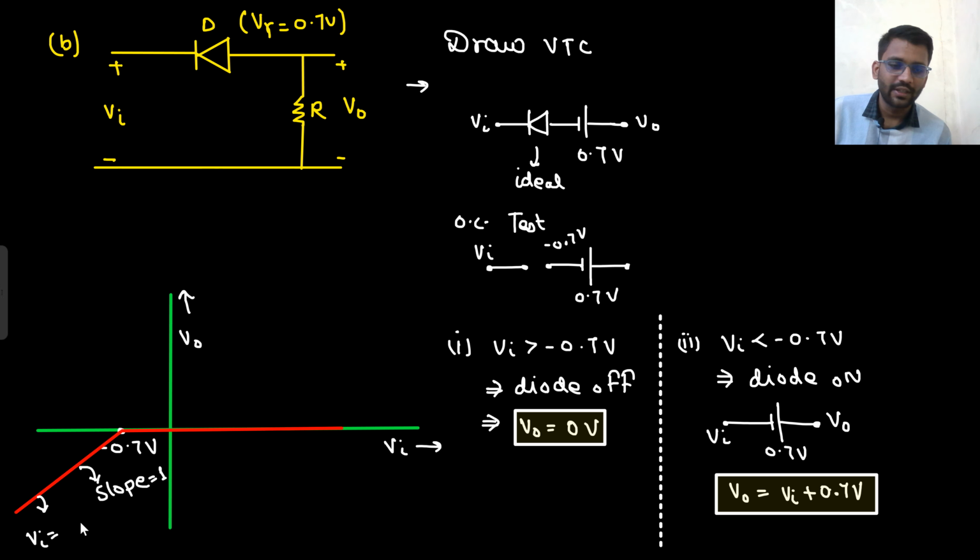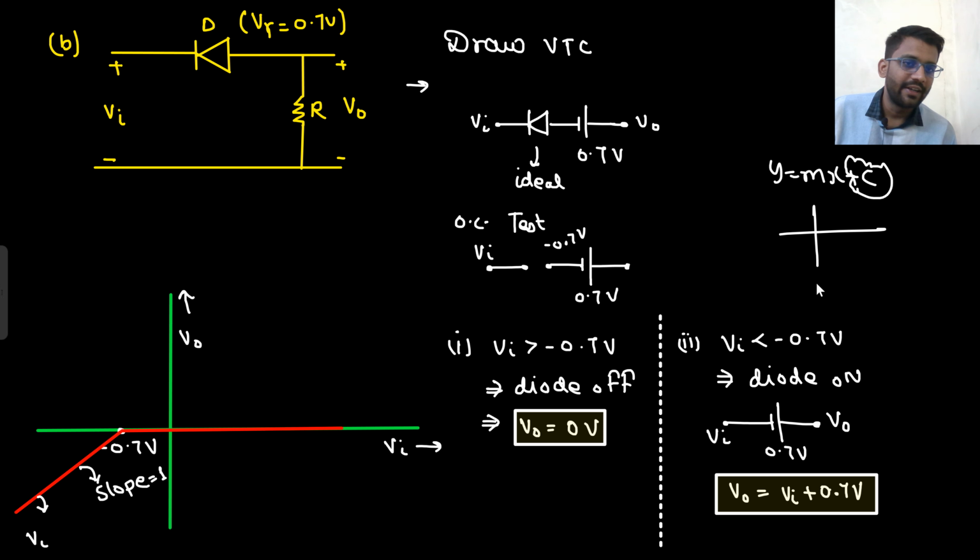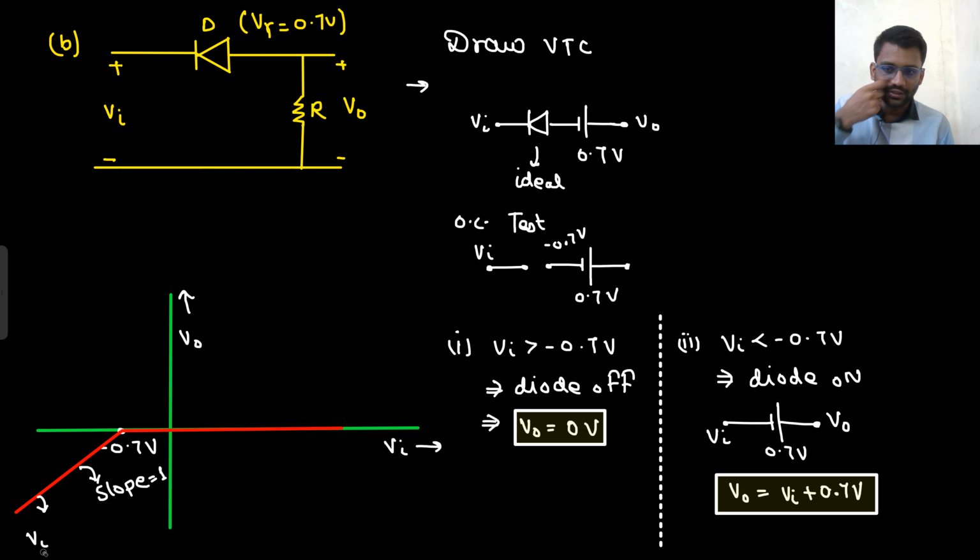I hope you know how to draw the graph, right? Y equals mx plus c. If m is positive, the slope is positive, and c is the point where it cuts the y-axis. If it is 3, it will cut at 3 on the y-axis. So the graph will go something like this. It would cut at 0.7 if you extended it, but we are not going to extend it, because after that V out is 0 volt. So V naught is equal to V in plus 0.7 volt. Well and good. Understood?